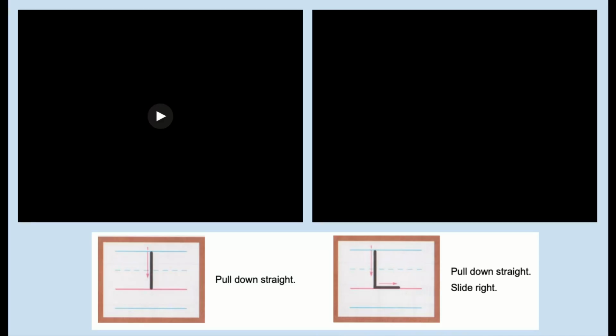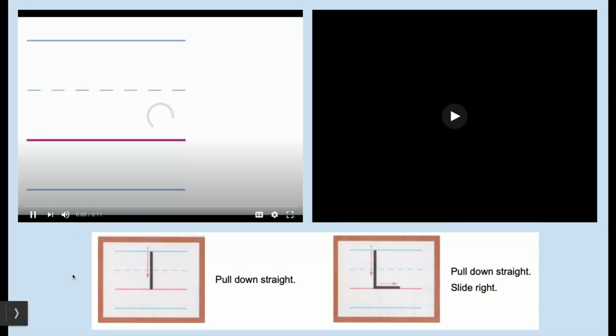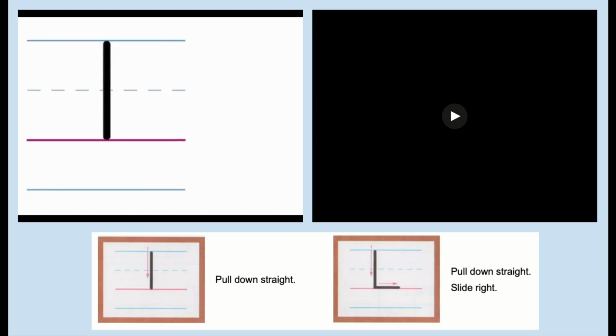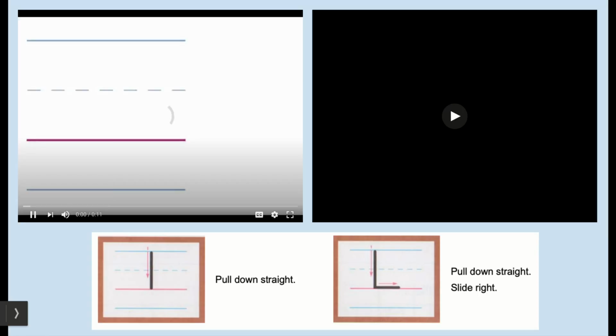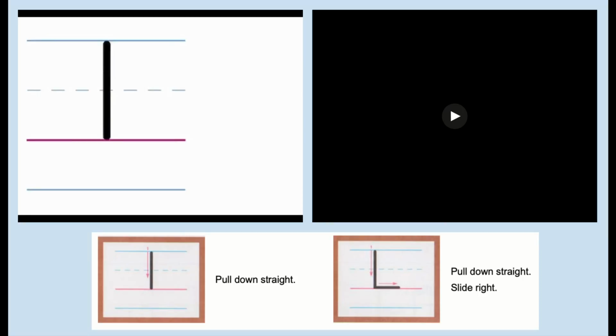Now get your paper and pencil ready as we learn to form the uppercase and lowercase L. Lowercase L. One, pull down straight. Lowercase L. Okay, pick your pencil up and let's practice along with the video. Lowercase L. One, pull down straight. Lowercase L.